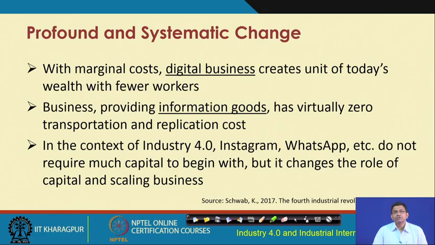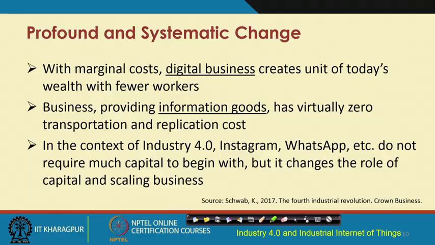Businesses providing information goods have virtually zero transportation and replication cost. Consider companies such as Instagram, WhatsApp, Facebook, Twitter and so on. They are able to supply information-centric products, information-centric goods and so on. So, there is almost zero transportation cost involved. That is unlike the manufacturing industries, which have a lot of capital goods and a lot of transportation costs, shipping from one location to another, logistics, so many complications. So, this transformation, with the introduction of digitization, advanced IT and other technologies, is making scaling up a possibility in this Industry 4.0 revolution.